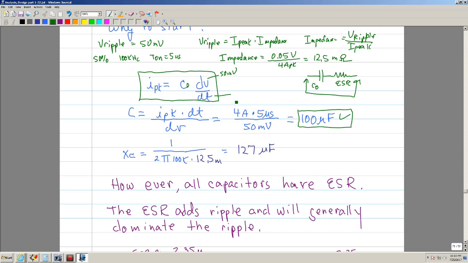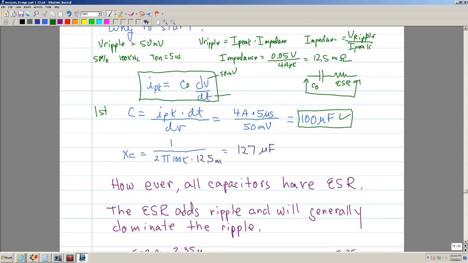Now mind you, this is just the impedance of the capacitor, or at least the capacitor will give you this delta of 50. And now you have to remember that the capacitor always has an ESR, and we haven't accounted for that yet. So that's the first method. You can use that equation.